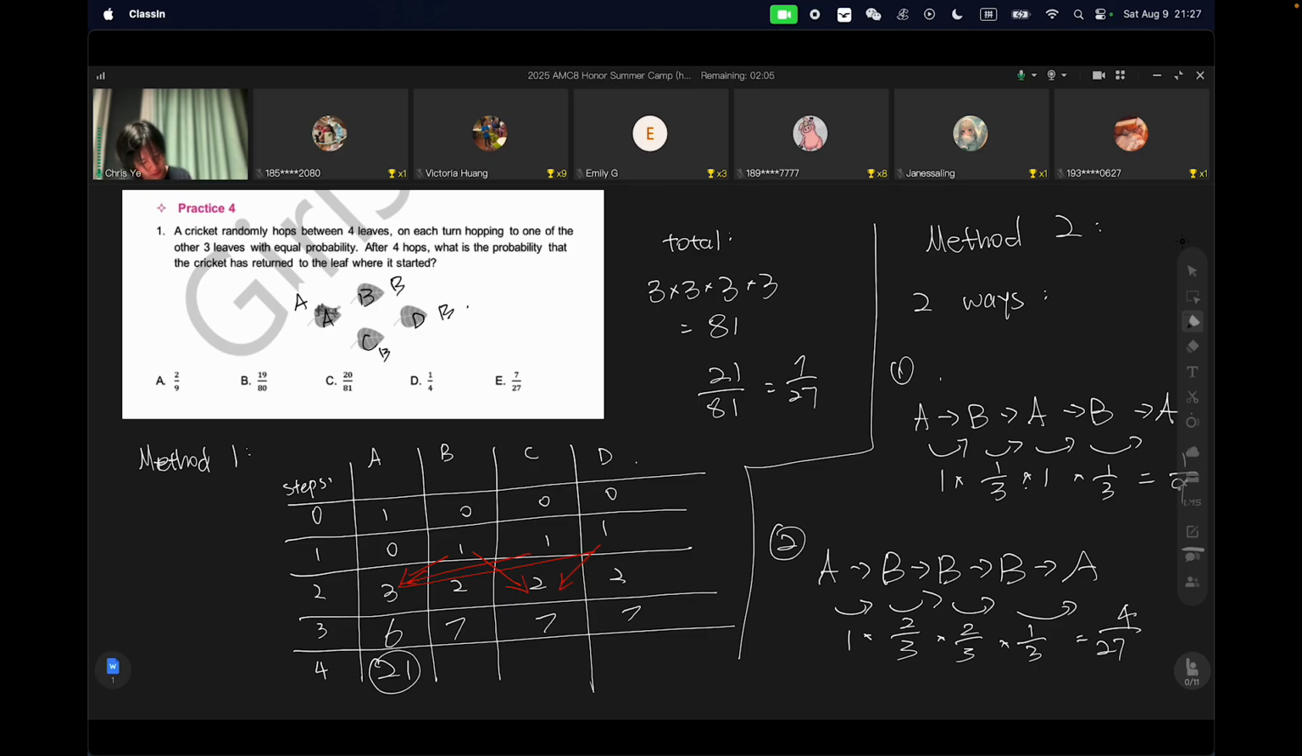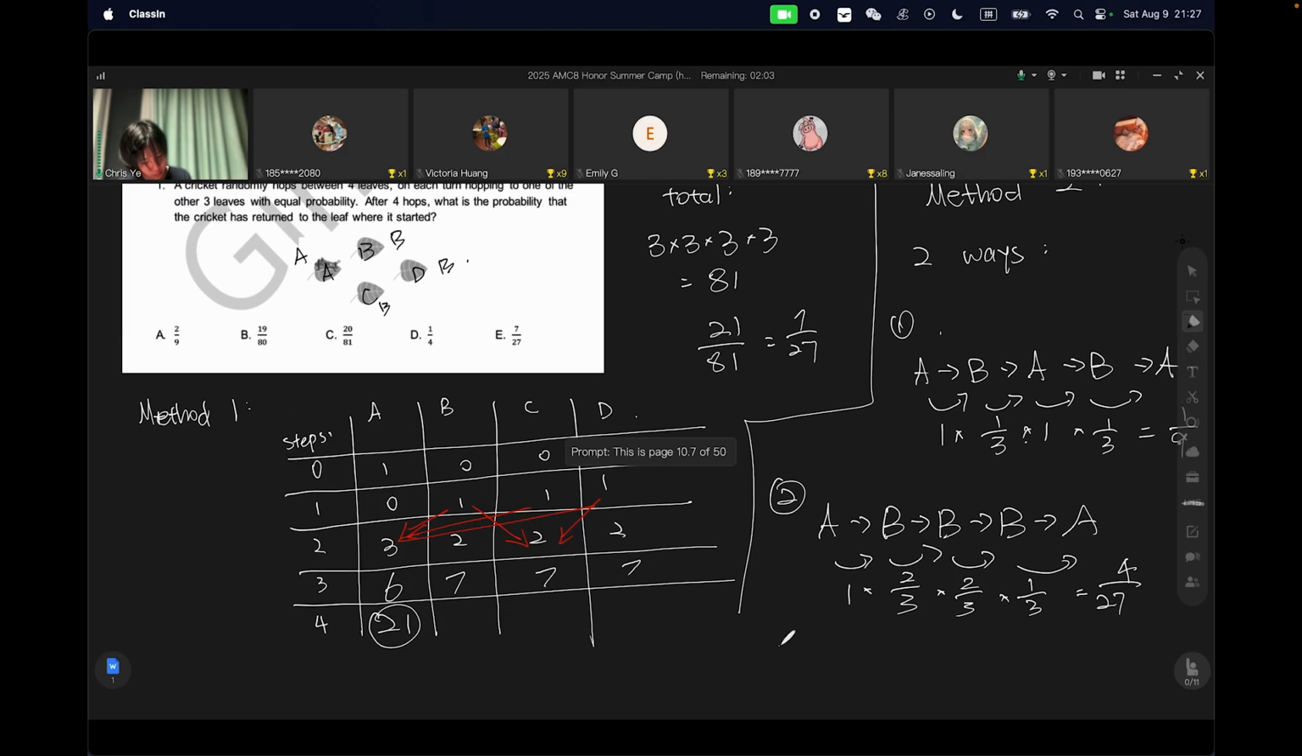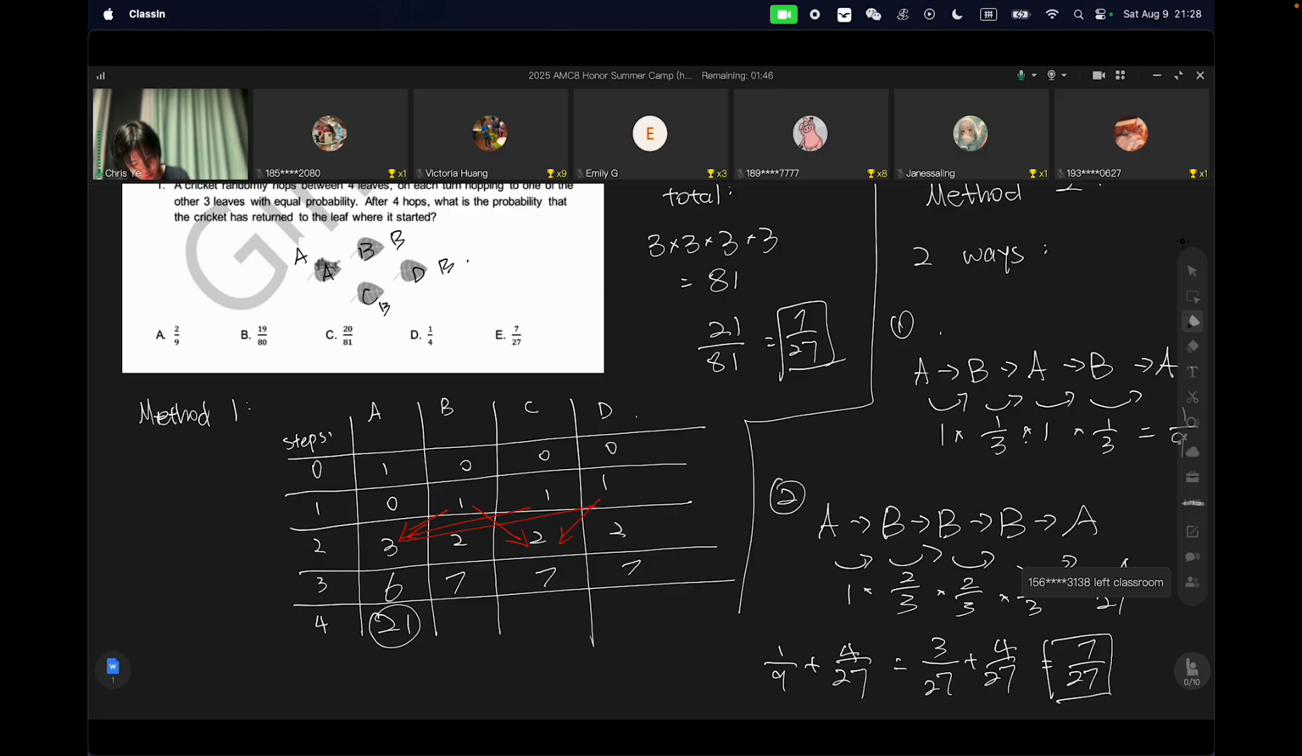And our final answer will just be adding 1/9 with 4 out of 27. And our answer will be 3 out of 27 plus 4 out of 27 equals 7 out of 27. So therefore, the answer is going to be E. Any questions?